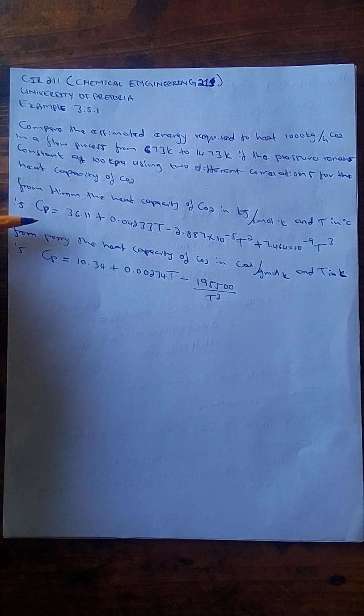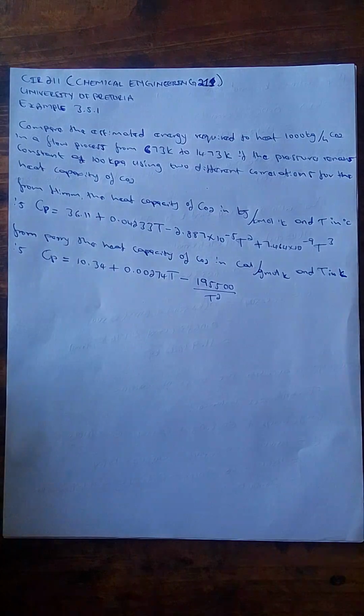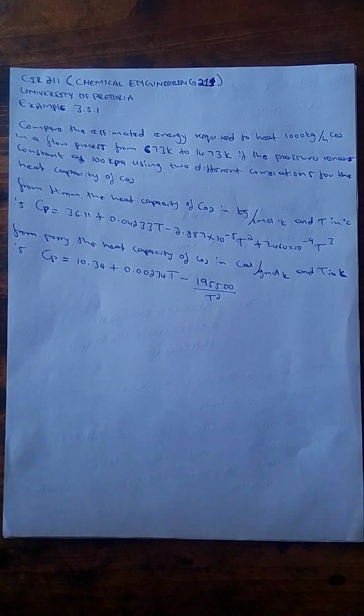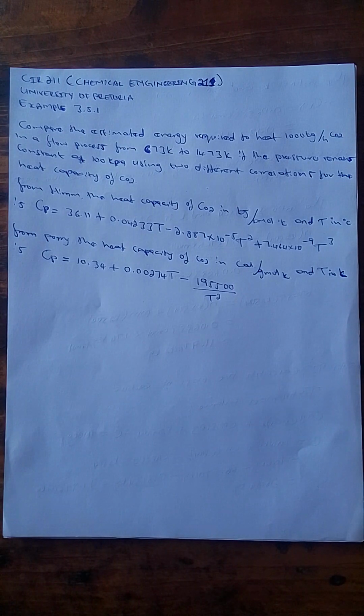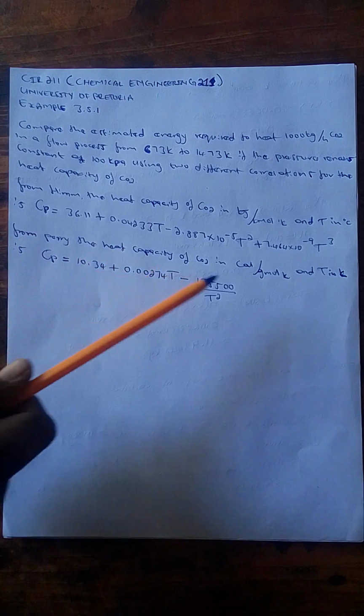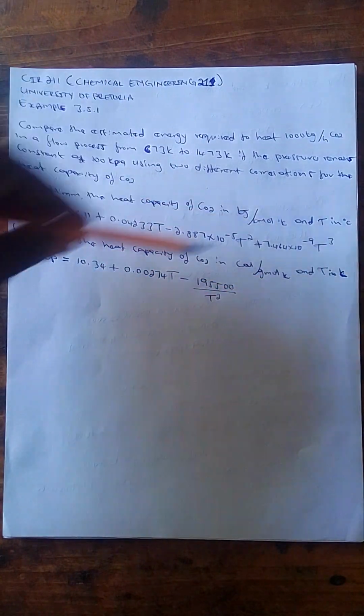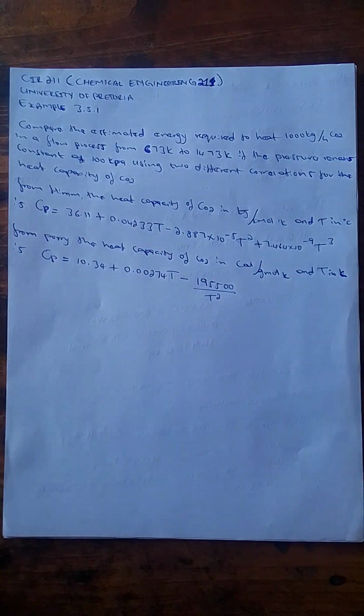The first Cp, we're going to be using the one from Himmelblau, which is Cp is equal to 36.11 plus 0.04233 T minus 2.887 times 10 to the power minus 5 T squared plus 7.464 times 10 to the power minus 9 T cubed. And they are telling us that this heat capacity has units of kilojoules per kilomole Kelvin and T in degrees Celsius.